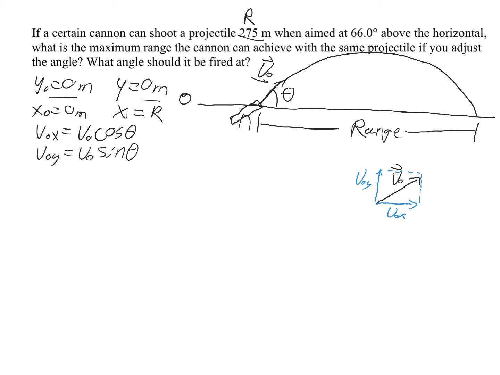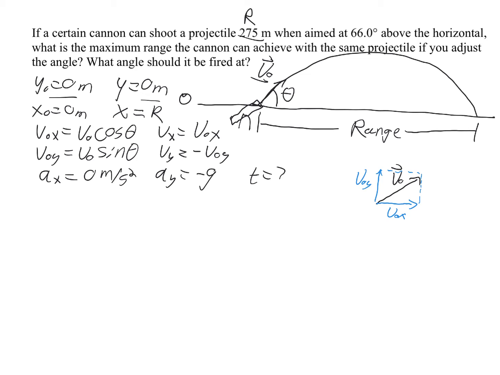I'm identifying some of my variables, and I can keep going with these, identifying that our x acceleration is going to be 0 meters per second squared. Our y acceleration is going to be negative g. V final x is just going to be equal to v initial x. V final y, you might put a question mark, but because of symmetry, I would observe that it's just going to be equal but opposite to v initial y. And then there's some time that we don't know.